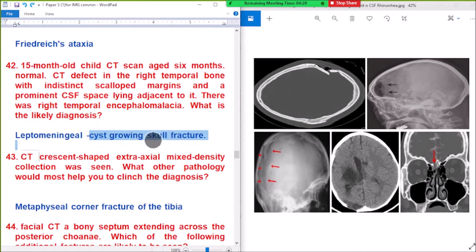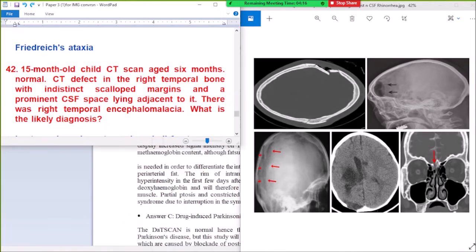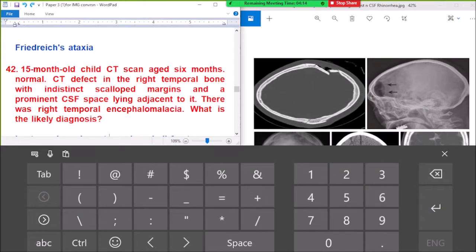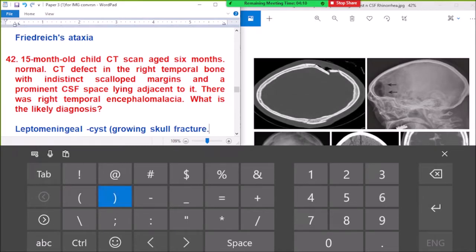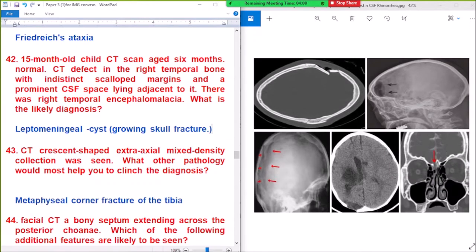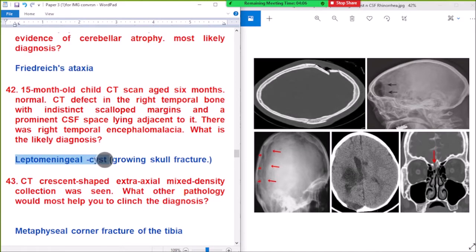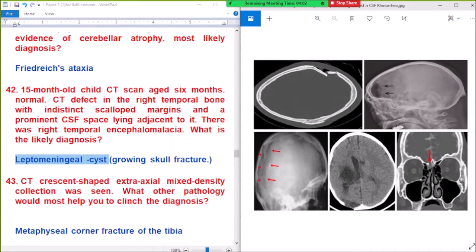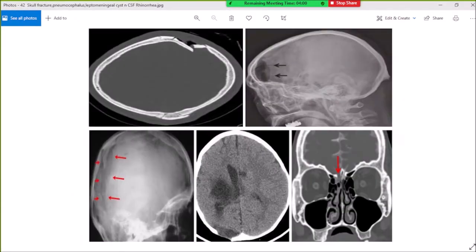Its other name is growing skull fracture. Leptomeningeal cyst, another name is growing skull fracture. So look, the patient has a skull fracture, and then there is prominent CSF space lying adjacent to it, so leptomeningeal cyst. This skull fracture can show pneumocephalus, leptomeningeal cyst with prominent CSF space, and CSF rhinorrhea in the front.